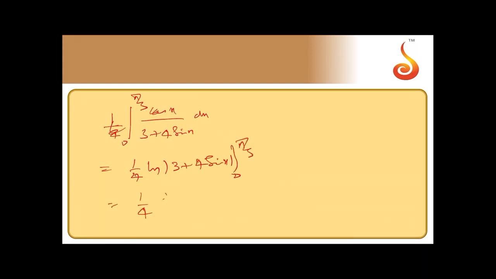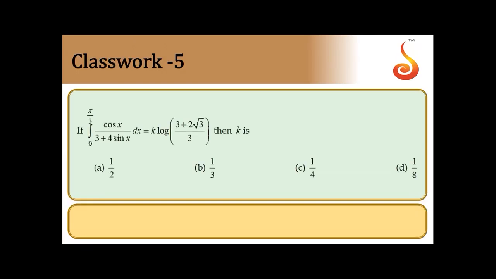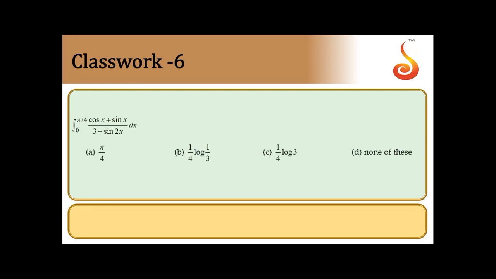Substituting, 1 by 4 times the logarithm of, sin pi by 3 is root 3 by 2, so 3 plus 2 root 3 by 2, which is 3 plus 2 root 3, minus log 3 for the lower limit 0. Therefore we get log of 3 plus 2 root 3 divided by 3, 1 by 4 times. So the answer is K equals 1 by 4. Answer is option C.